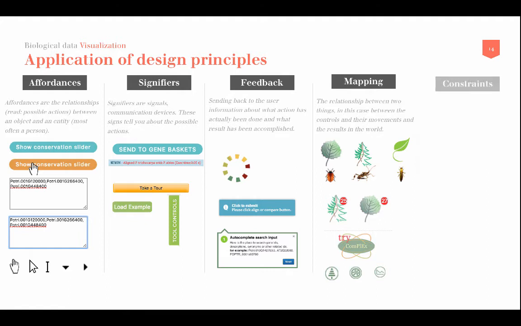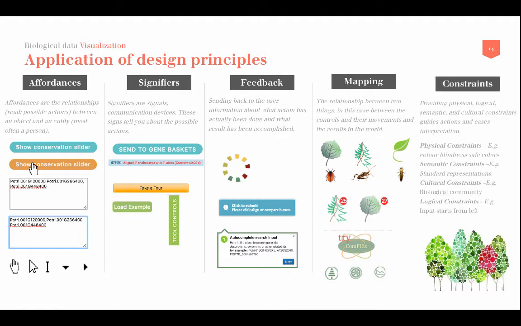Constraints. There are several constraints that we need to consider when we develop a tool. For example, physical constraints. 8% of the men in Europe are colorblind. So we try to use a colorblind safe palette when we develop our tools. Semantic constraints. We are trying to use standard representations throughout the PlantGenie platform, so users can easily understand when they transition between different tools.